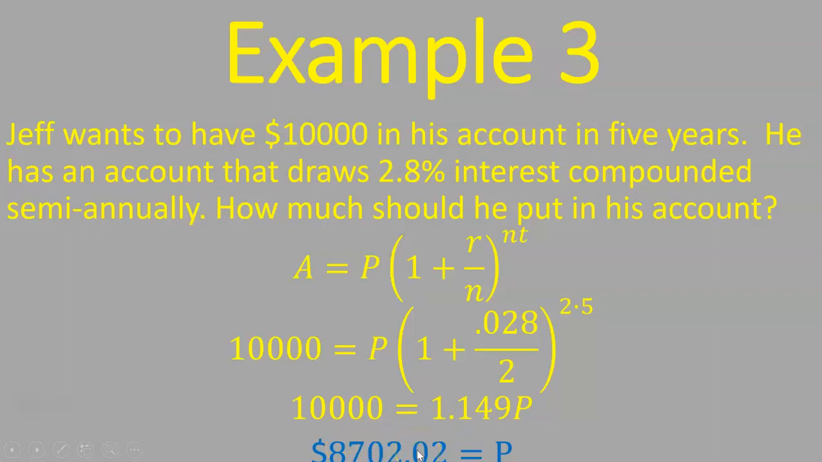$8,702.02. Money should most always be rounded to 2 decimal places. That's how money works. We round to the nearest penny. Also note here that it should make sense that we start with less than 10,000. Remember, 10,000 is what he had after the investment. Therefore, he started with an amount less than that. So compound interest.